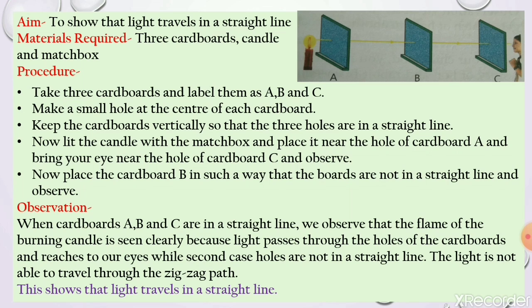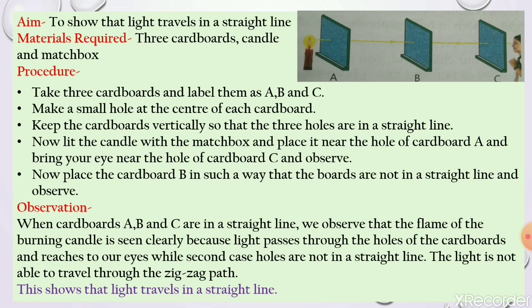Okay, it means that these three cardboards, their holes, are in a straight line, and we have put the lighted candle in front of the hole of cardboard A, and we will observe it from the hole of cardboard C. Now in the second case, we have to change the position of the hole of cardboard B. So we will put it upside down, and again we will observe the holes from cardboard C. Now these three cardboards, their holes, are not in a straight line.